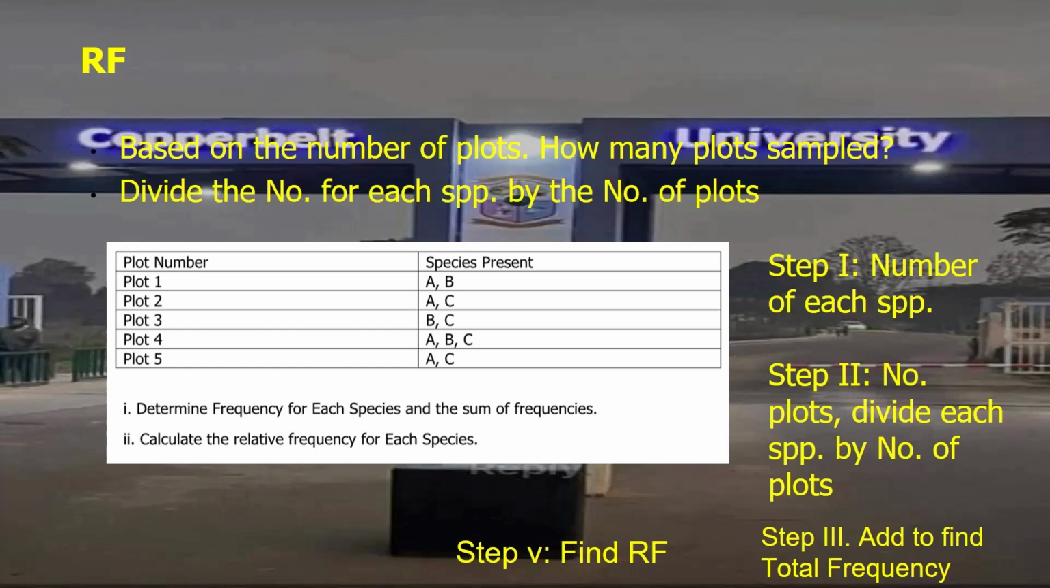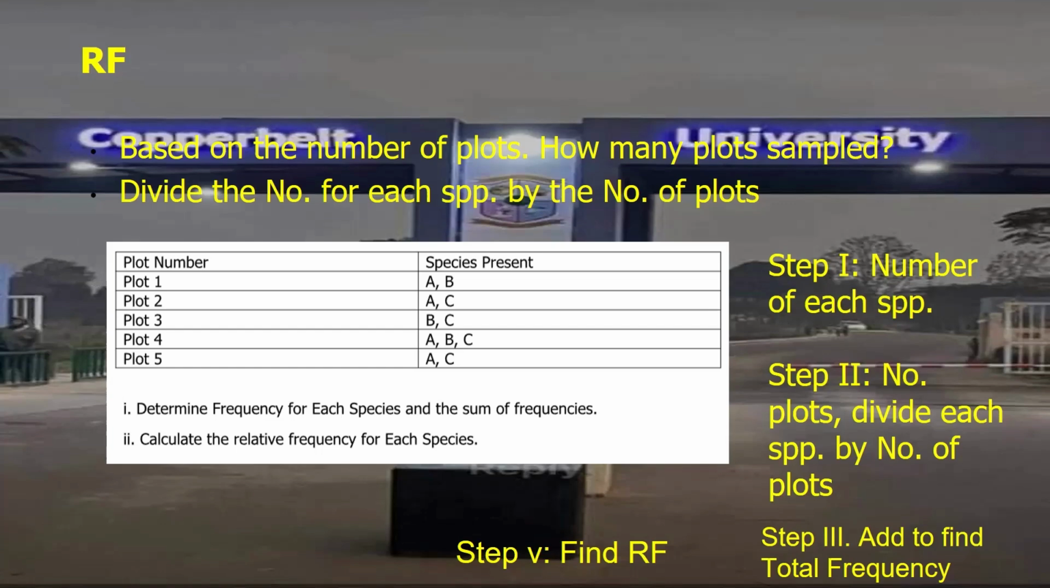I want my students to be able to work with numbers and make sense out of numbers. So here is how we work with numbers. For estimating relative frequency, we said that relative frequency is based on the number of plots. So we want to know how many plots we are looking at, okay? And we need to divide the number of those plots, or the number of species found in those plots, by the total number of plots.